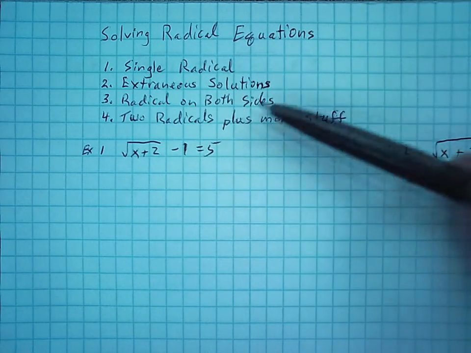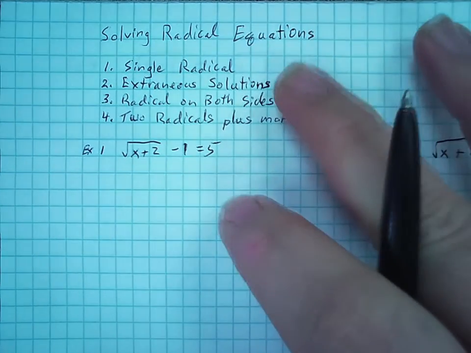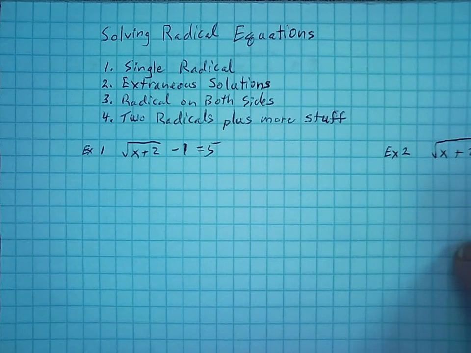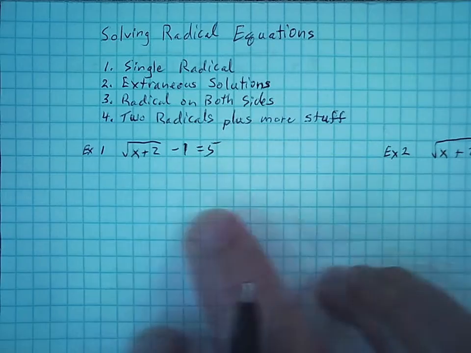When we get done, I'm going to need to talk about extraneous solutions, which is a new thing. Based on how we solve these equations, sometimes you get solutions that don't actually work. I'll explain what that looks like. Radical on both sides, right? This one only has one radical. As we move through, we'll have radicals on both sides.